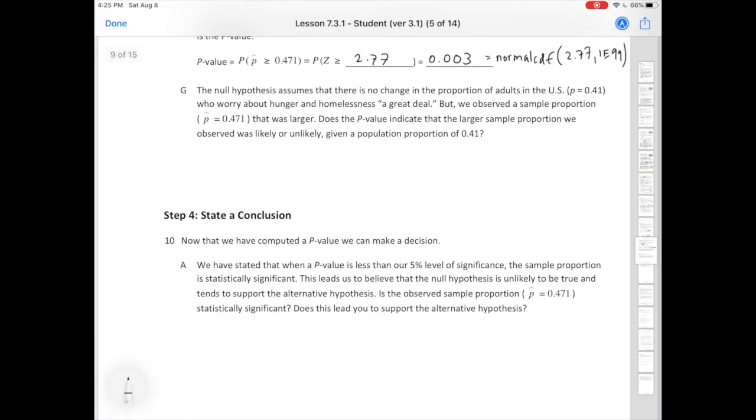Well, we got a very small p-value, didn't we? 0.003. What does that mean? It means we observed something very unlikely. So let me write that down.